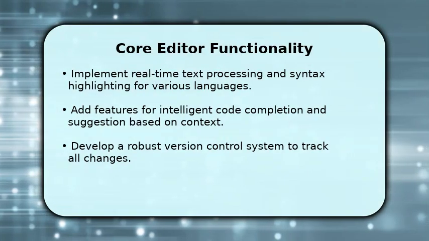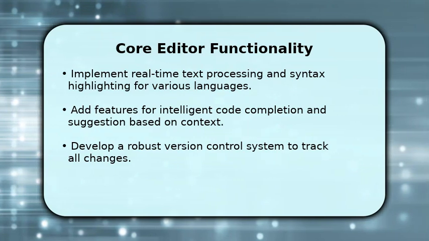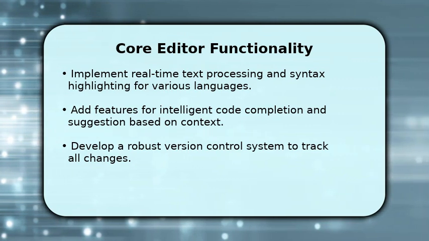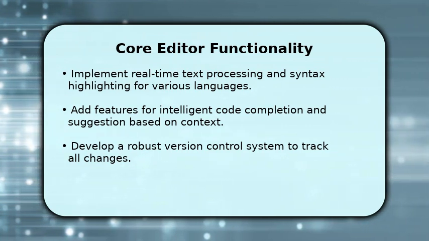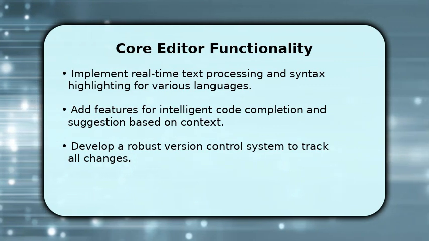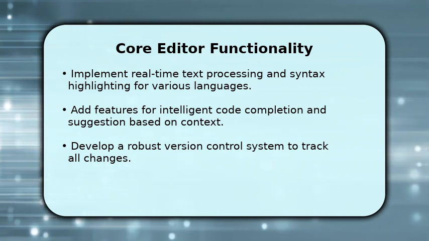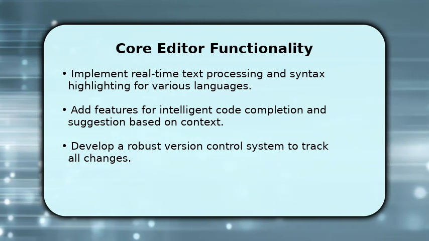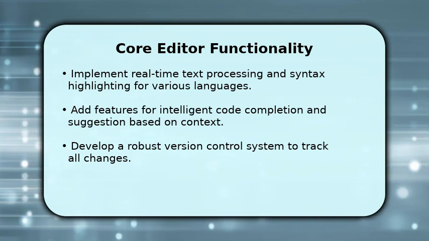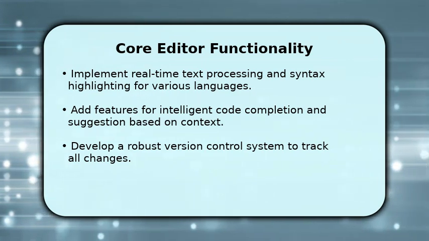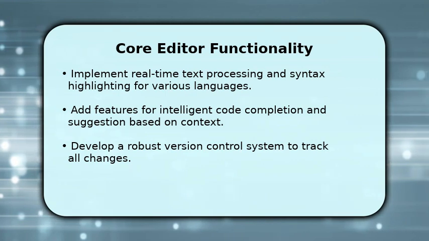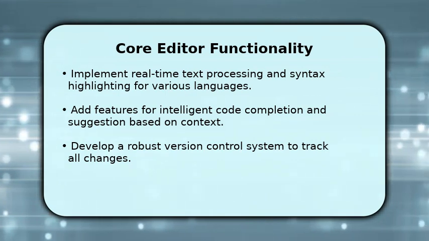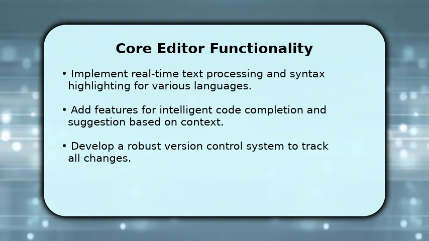Once your basic structure is in place, focus on core functionality. Implement real-time text processing and syntax highlighting for various programming languages, making code easier to read. Add features for intelligent code completion and suggestion, which can significantly speed up development by offering relevant options. Develop a robust version control system to track all changes, ensuring you can revert to previous states if needed. Finally, incorporate a powerful search and replace function for efficient editing across your entire project.